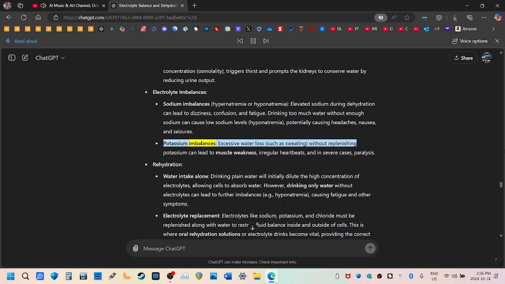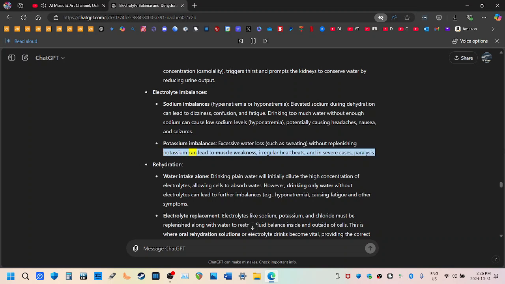Potassium imbalances. Excessive water loss, such as sweating, without replenishing potassium can lead to muscle weakness, irregular heartbeats, and in severe cases, paralysis.